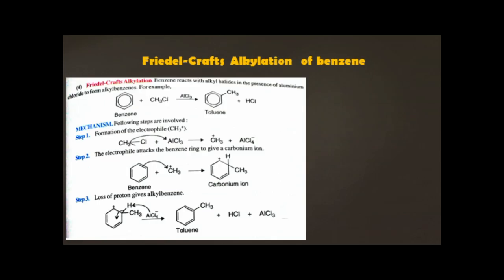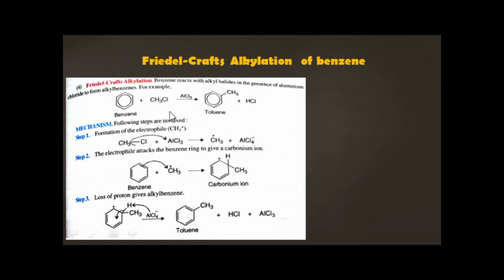The fourth type of reaction that we are going to see is Friedel-Crafts alkylation of benzene. From the name itself, in the benzene ring, one of the hydrogen atoms is replaced by the alkyl group. Generally, we can call that R. The overall reaction is benzene reacts with alkyl halide. For alkylation, we are using the reagent alkyl halide.